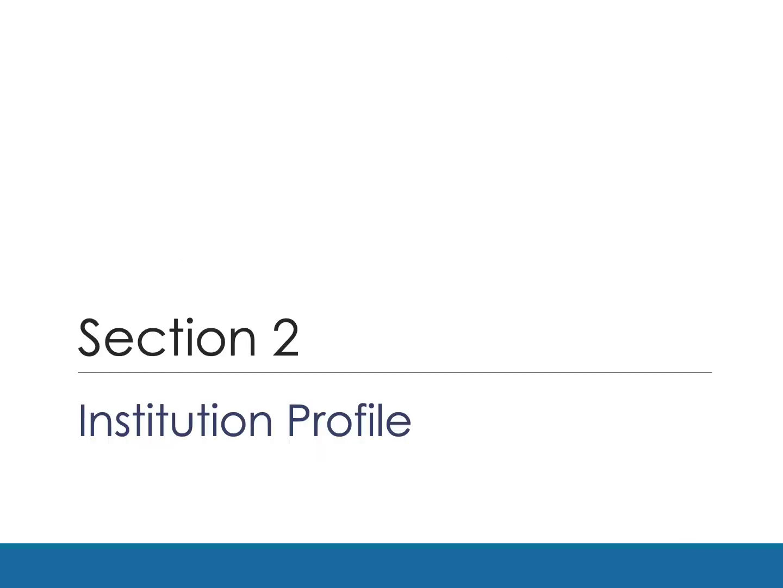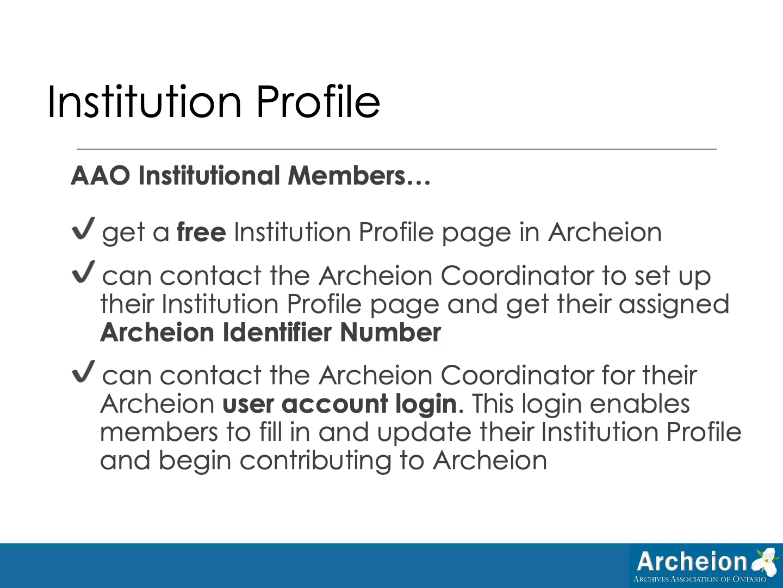If you're accessing the slide deck while watching this recording, you can skip to the slide that says Section 2, Institution Profile. As you may know, AAO institutional members get a free institution profile page in Archeion. Institutional members can create this free profile by contacting the Archeion coordinator. The Archeion coordinator will then set up a profile page for you after assigning a unique Archeion identifier number to identify your institution in Archeion.